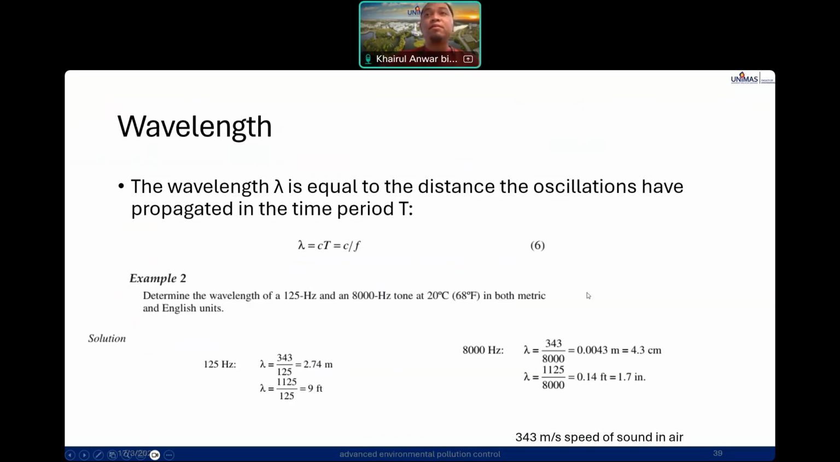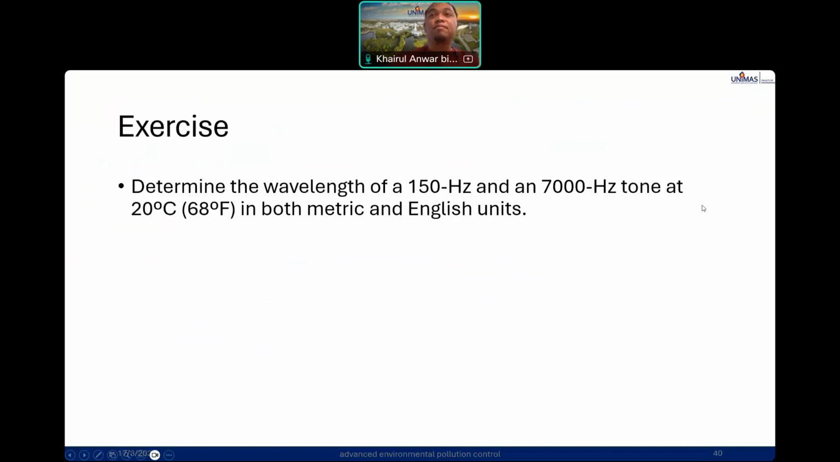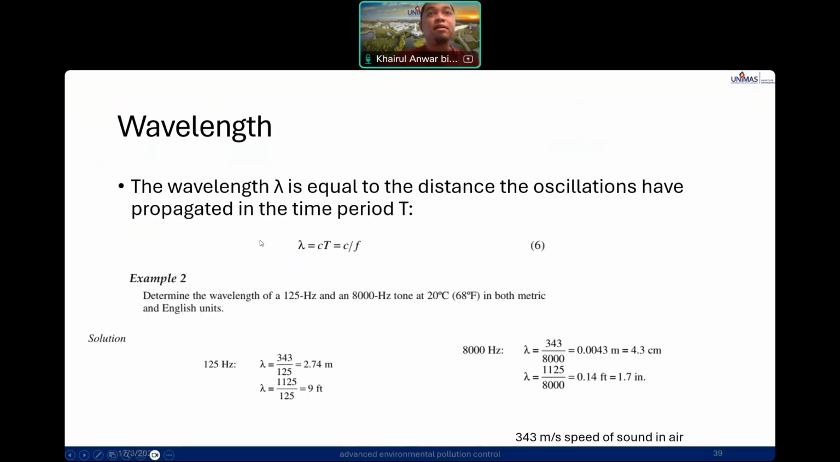The wavelength lambda is equal to the distance the oscillation has propagated in the time period T. So lambda equals cT, equals c over f.